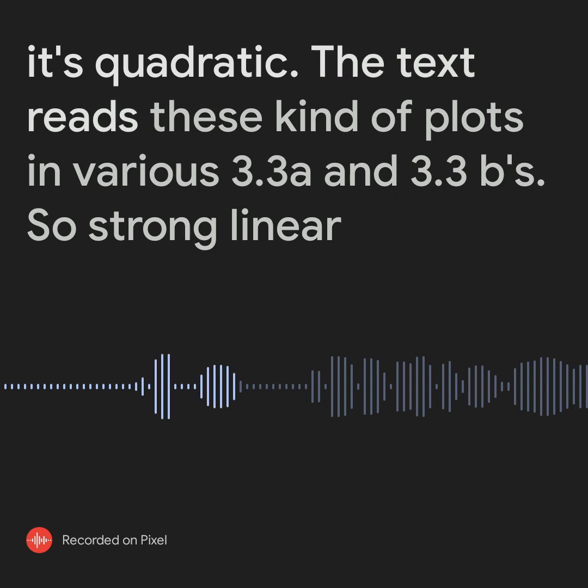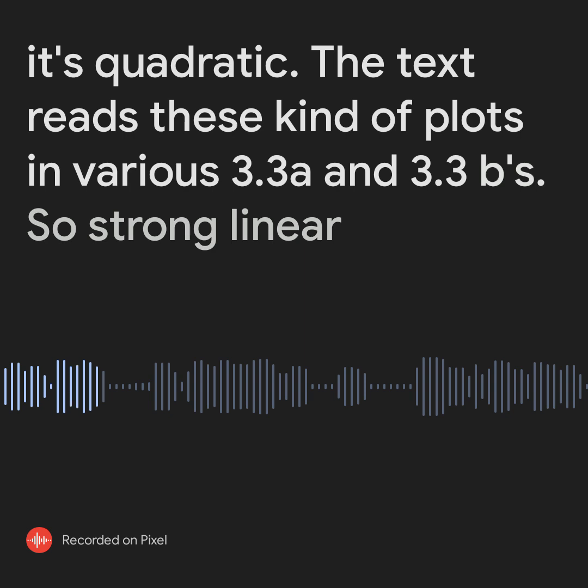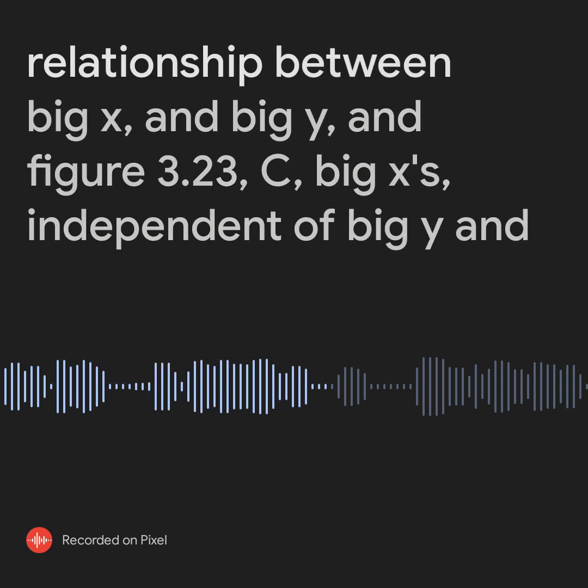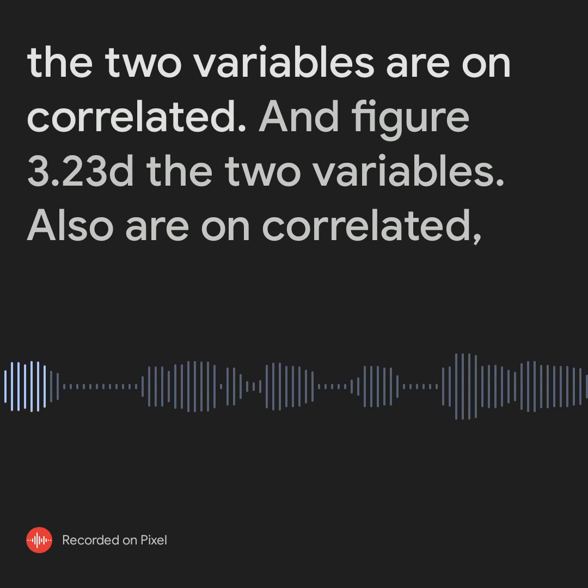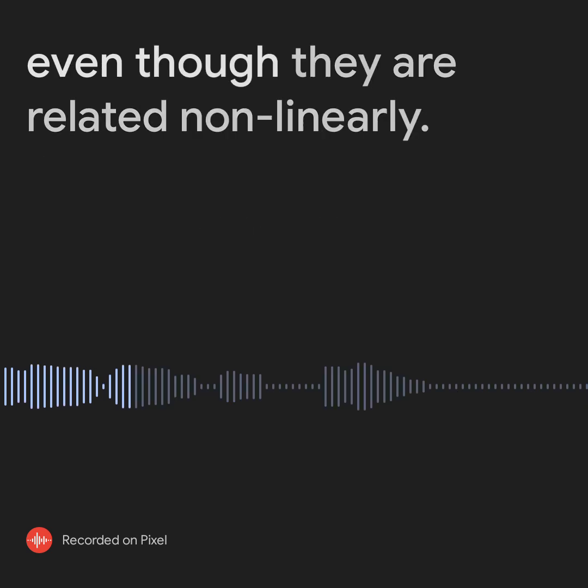The text reads: these scatter plots in Figures 3.3a and 3.3b show strong linear relationships between X and Y. In Figure 3.3c, X is independent of Y, and the two variables are uncorrelated. In Figure 3.3d, the two variables also are uncorrelated, even though they are related non-linearly.